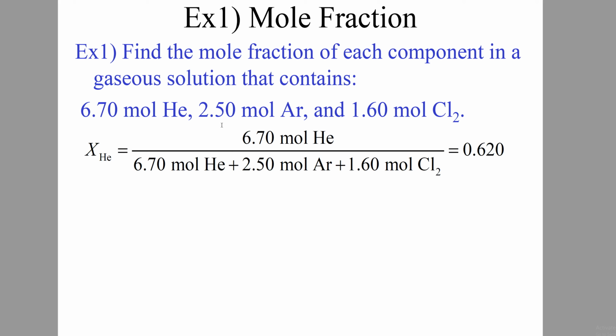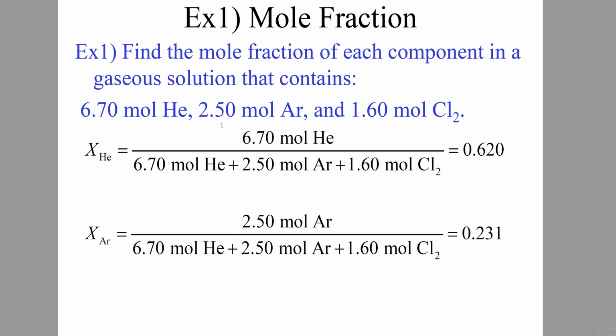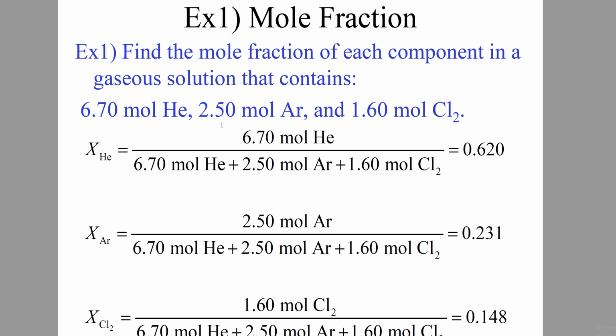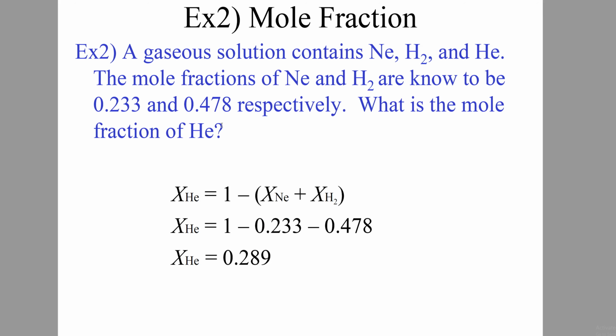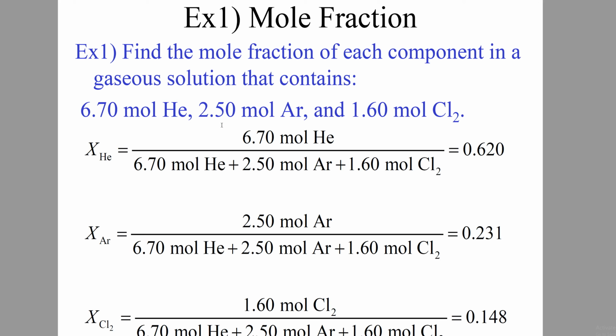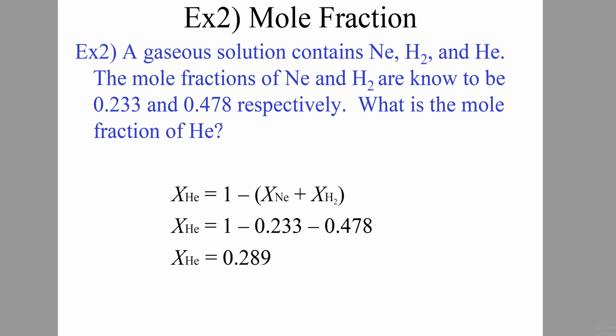You're going to take helium, 6.70 divided by the total of everything, which gives you 0.620, so that's about 62%. Then you take the mole fraction for argon, which is 2.50 moles of argon divided by the total, which is 0.23. And you take the last one for chlorine, which is 1.60, and you get 0.148. If you add them all up, you should get to 1, or 100%.